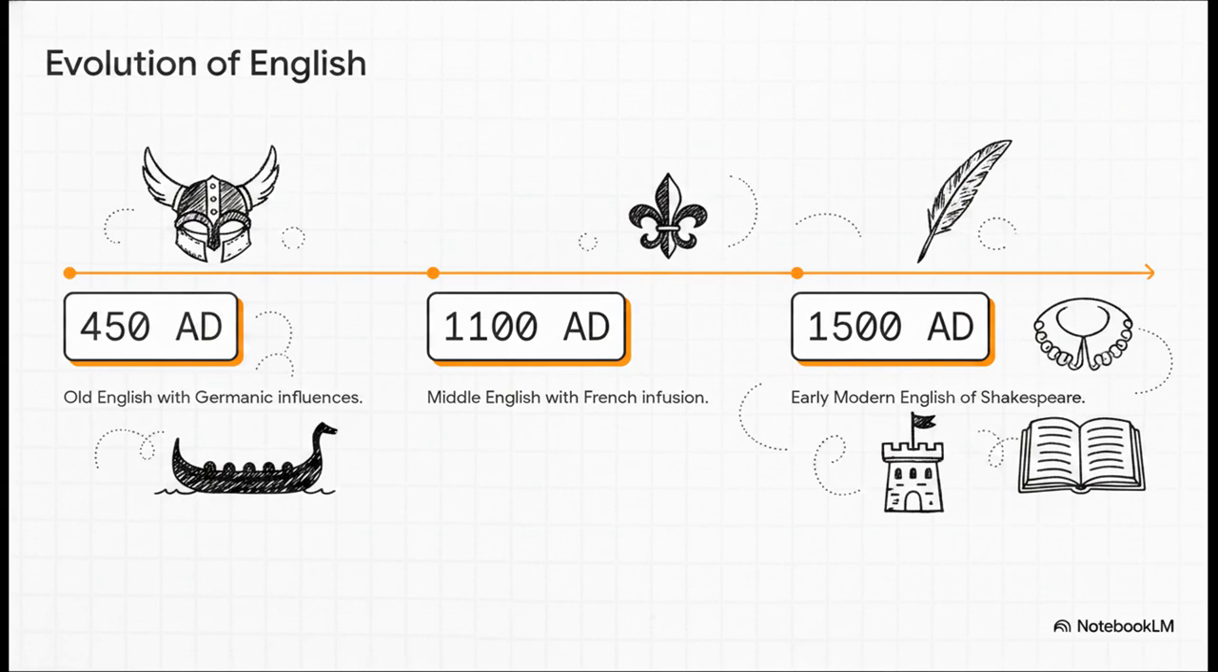English has undergone radical, historical transformations across 3 distinct eras. We shifted from the heavy, Germanic, Viking-influenced Old English through the French-infused vocabulary of Middle English following the Norman Conquest, right on up to the early modern English of Shakespeare. Language is constantly rewriting its own rules to adapt to the people speaking it.